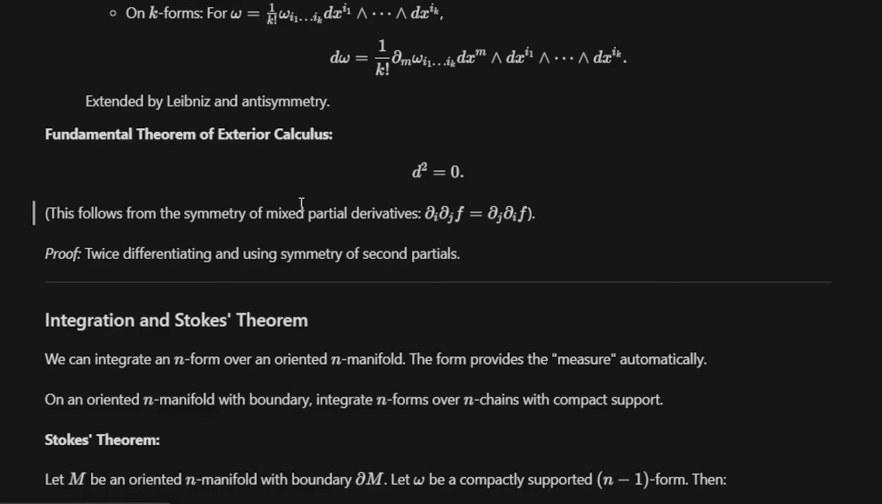The fundamental theorem of exterior calculus would just say that the square of the exterior derivative is equal to 0. And this follows from symmetry of mixed partial derivatives. So I take the derivative with respect to x and then respect to y on a 0 form. It should also be the derivative with respect to y and then respect to x on the same form for that 0 form to actually exist. Okay, in order for it to actually exist, that has to be true. And if you twice differentiate it using symmetry of second partials, that will give you the exact solution. So essentially you can think of this as a more generalized way to think about Laplace's equation.